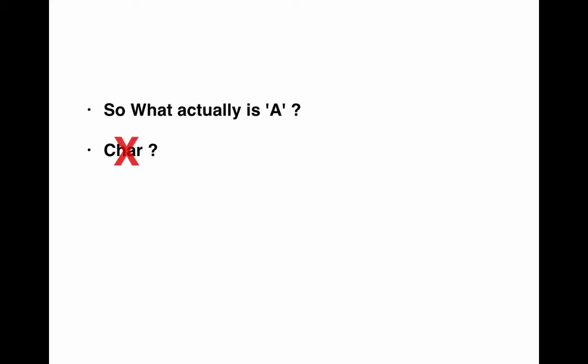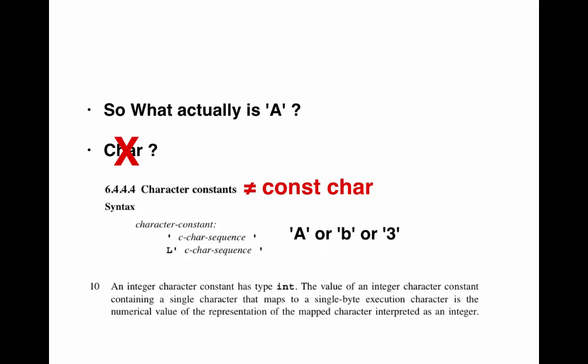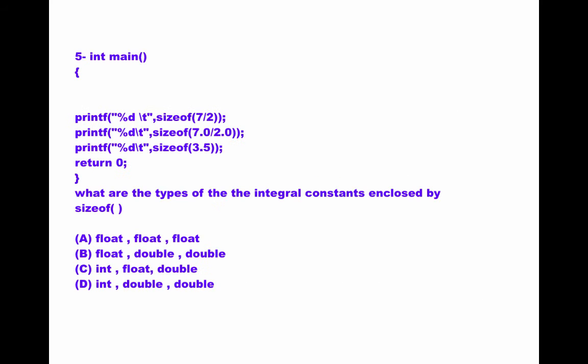last note, which says that the value of an integer character constant containing a single character that maps to a single byte execution character. So yes, it's an integer, but you can actually assign it normally to any char. The standard C considers this an integer, but it can be mapped naturally without any warnings, without any errors to any character, as we always use this.